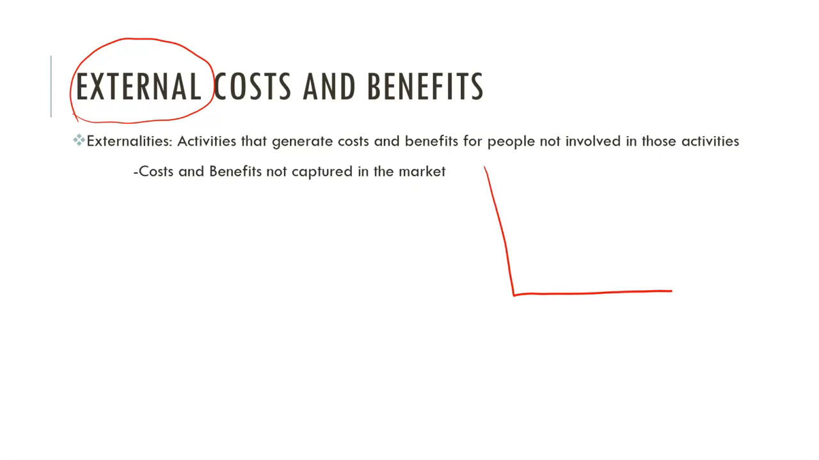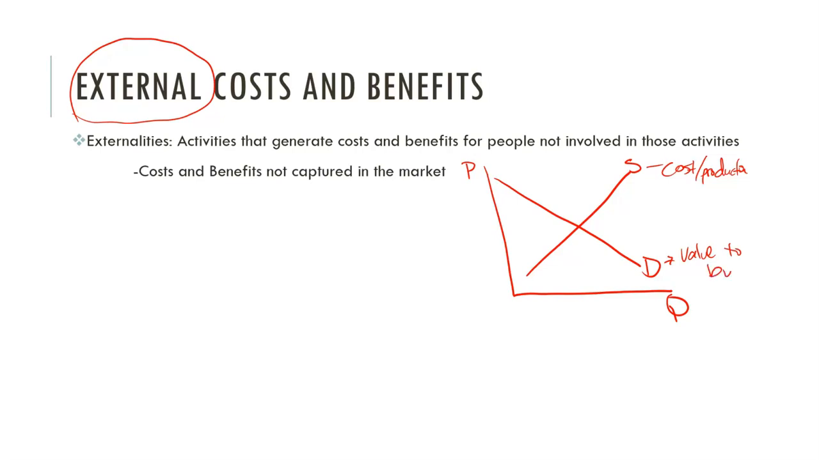If you remember way back at the beginning of the semester, we looked at supply and demand, and this represents the people participating in the market. Supply is the cost of production in the private market. Demand represents the value to buyers. And these are people who are participating in the market. So an externality would be something that's not impacting the people who are buying and selling that thing.